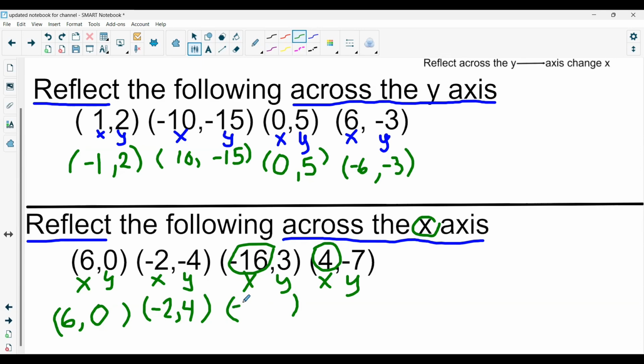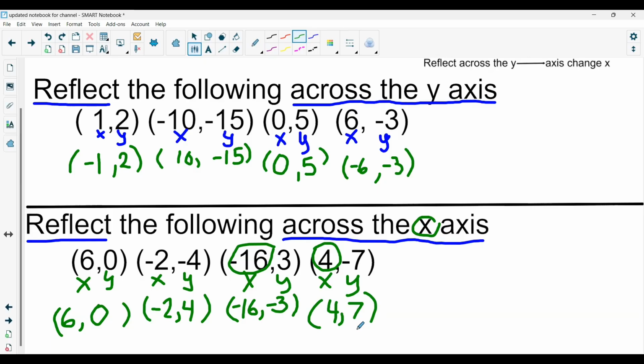So -16 is staying the same. And the y is going to change. What is the opposite of +3? -3. Let's look here. Our 4 stays the same, reflecting across our x-axis. What is the opposite of -7? +7. Okay. So hopefully this made sense and hopefully Miss Brown made it a little bit easier for you.